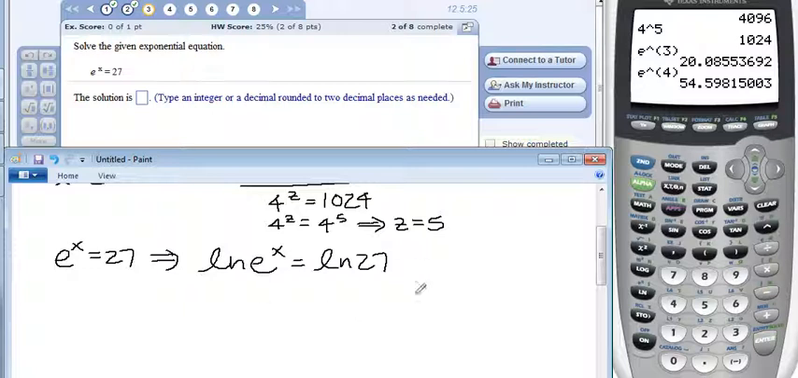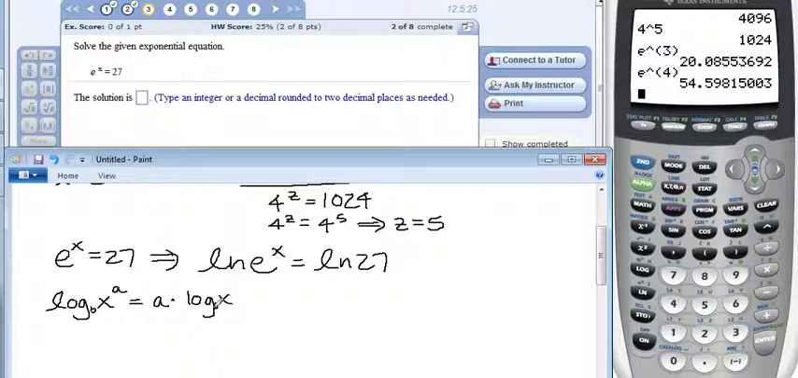All right, now I need a rule. I need another property of logarithms. The property of logarithms says that a log, and this is again a generic log, this could be a log base 10, log base e, or log base anything, of x to the a. Whenever I have a base with a power on there, this is exactly the same as a times the log of x. So this is a log base b, meaning any base.